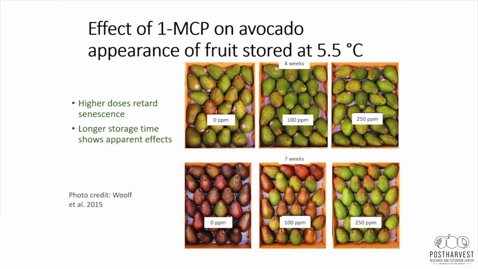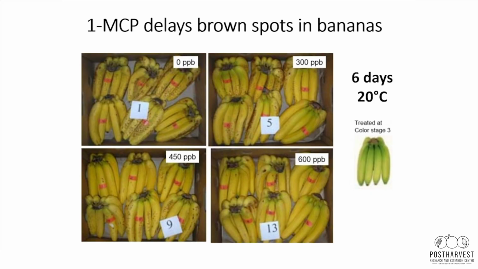Here's a photo of MCP treated avocados. These avocados were stored at 5.5 degrees C for 4 and 7 weeks. And we used, actually Mary Lou, I think, worked on this project, 3 different concentrations of MCP: 0, 100, and 250 parts per million. For shorter durations, you don't see a significant effect of MCP. However, for 7 weeks of storage, you see how the control fruit had a significantly worse quality compared to the treated fruit.